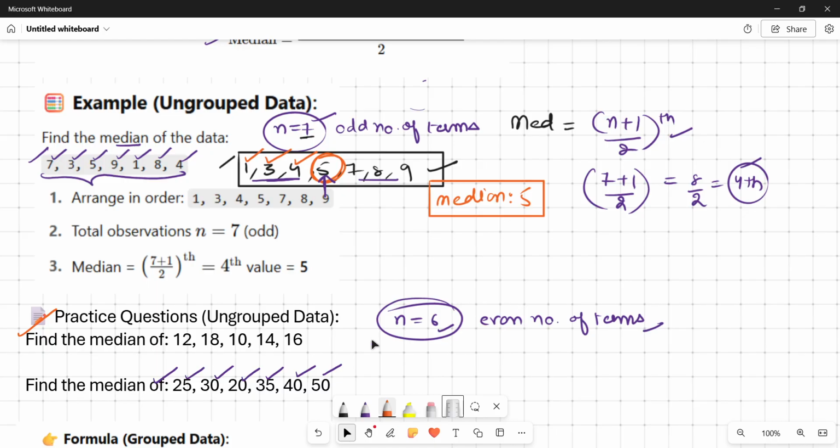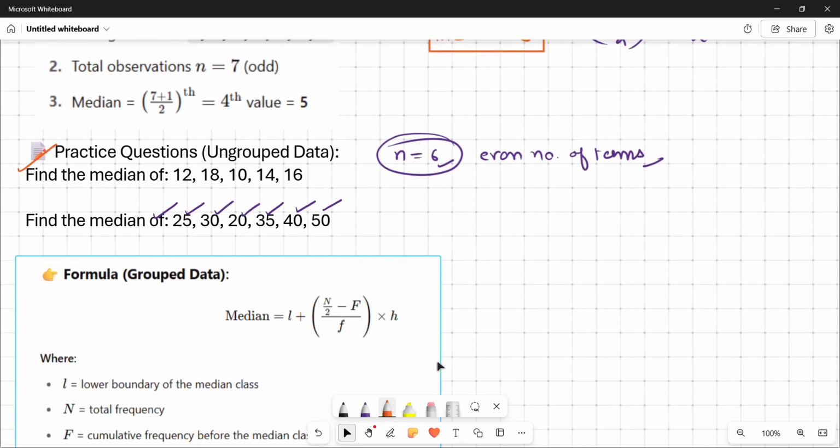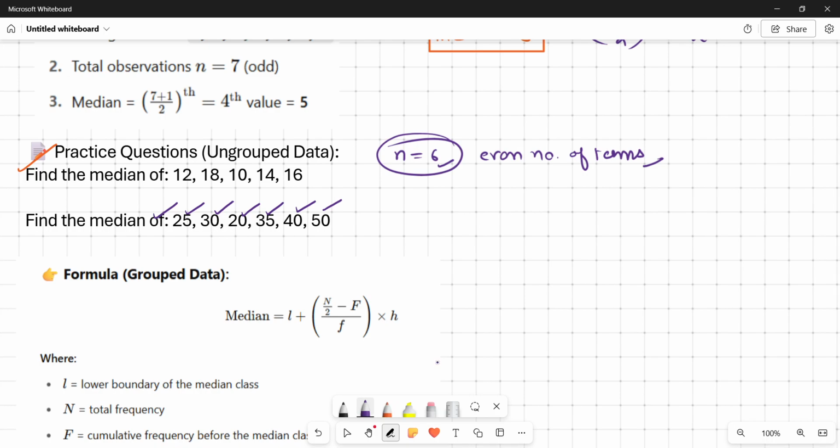Now coming to the question in which there are an even number of terms. First of all we will follow the same pattern and sort the data. The smallest term is 20, so 20 is done. Then we have 25, then 30, 30 is done. Then we have 35, 35 done. Then we have 40 and 50. So now the data is in sorted format.